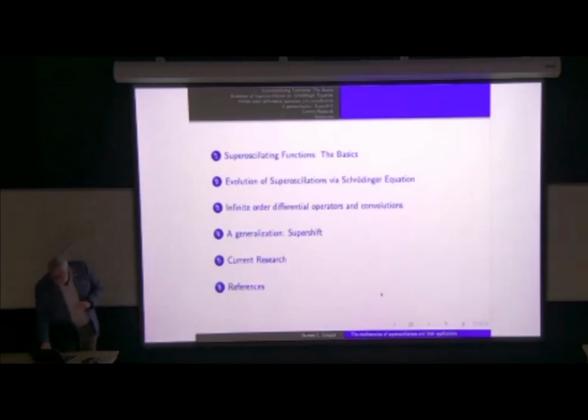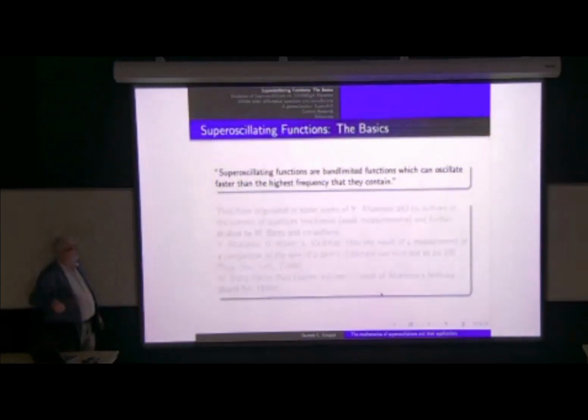Okay, so let me start with the basics. The rough definition of super oscillating functions is that they are band-limited functions which oscillate faster than the highest frequency that they contain, which seems like an almost paradoxical definition, right? Because if you're band-limited, that's how much you can oscillate. But we will see why this large-scale definition is reflected in the actual definition and why that is possible.